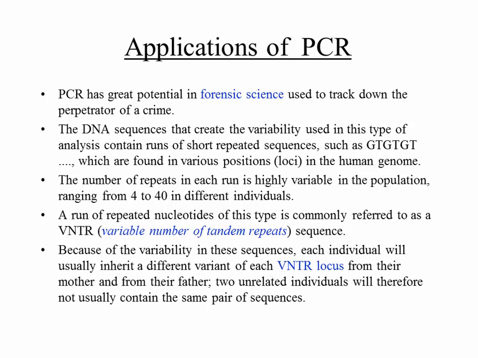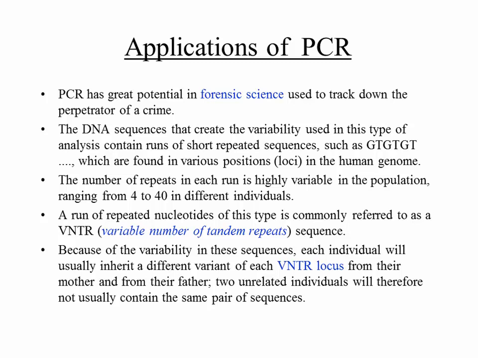All right, any questions? So now I'll talk about applications of PCR in forensic medicine, right? So PCR has great potential in forensic science, used to track down the perpetrator of a crime. Now the DNA sequences which create the variability used in this type of analysis contain runs of short repeated sequences such as GT, GT, GT, which are found in various positions, called loci, in the human genome. All right. So in our genes, we have these repeated sequences in some positions, and everybody has a different number of repeats.